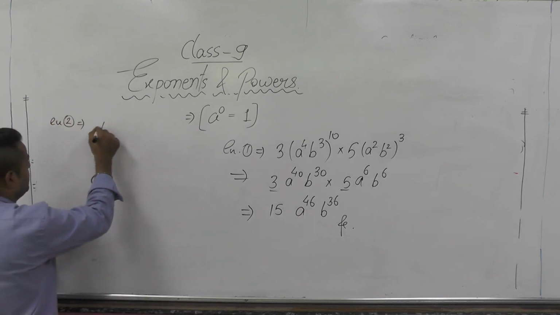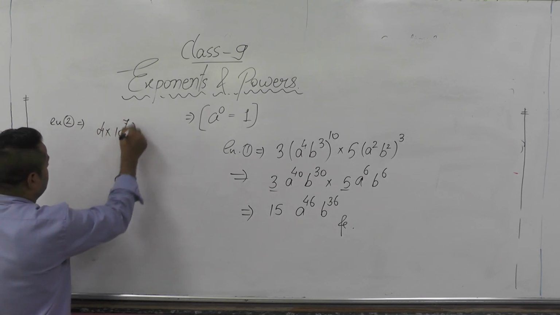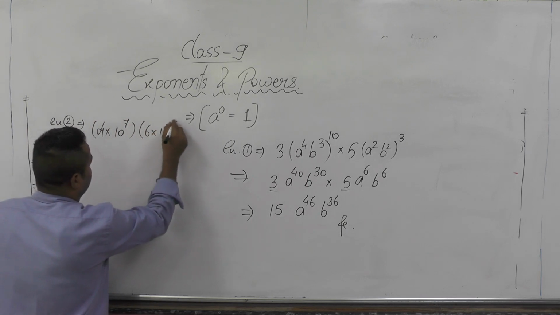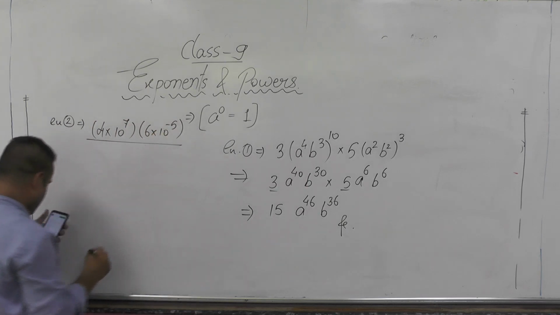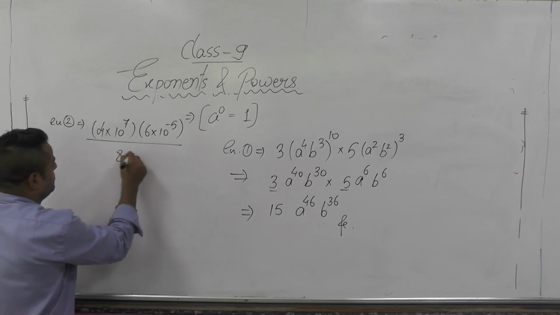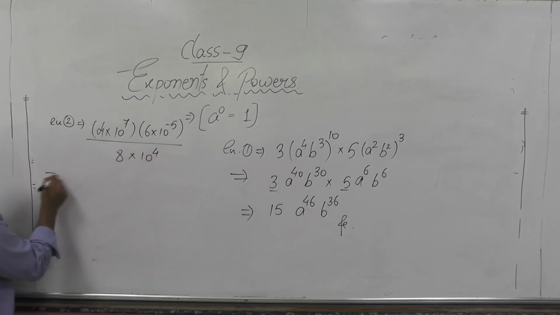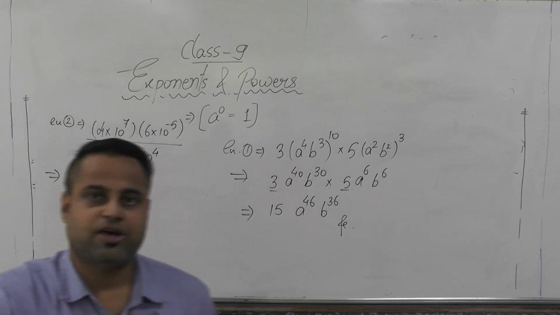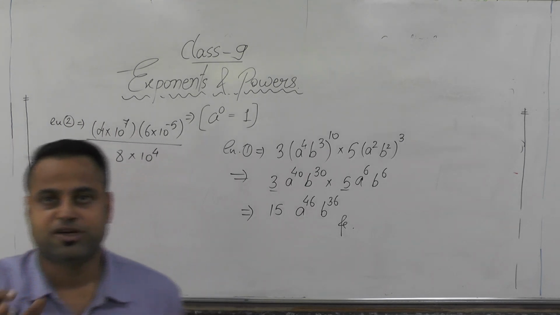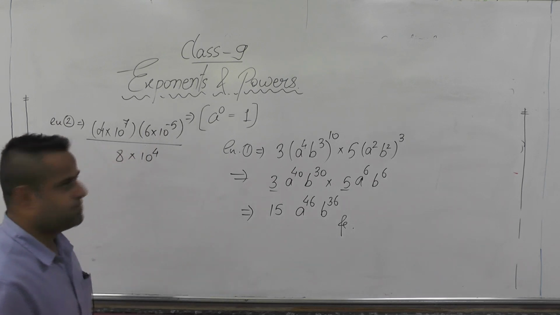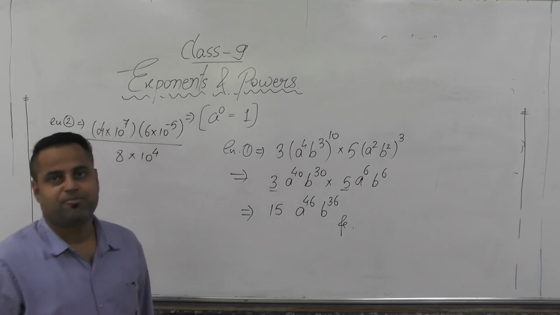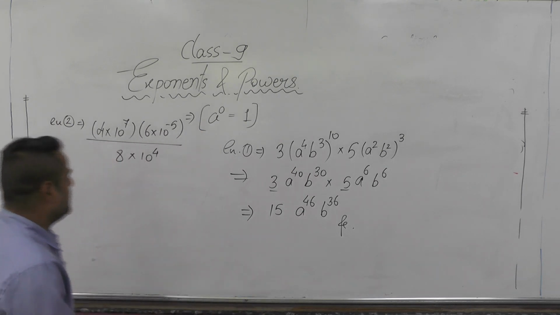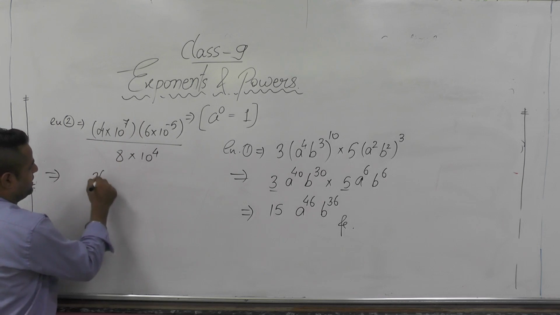It is 4 into 10 raised power 7 in bracket, 6 into 10 raised power minus 5, also in bracket, upon 8 into 10 raised power 4. If you observe it correctly, there are 10s having different powers, in numerator and denominator as well, and there are some different numbers. So what we are doing here, we will multiply the numbers separately and we will compute the power of the 10 separately. Likewise, 4 sixes are 24, we can write.